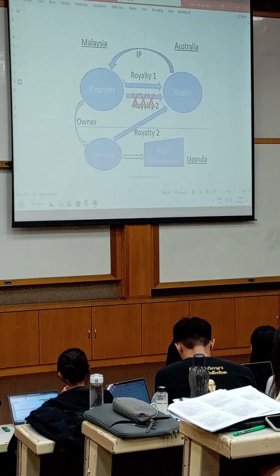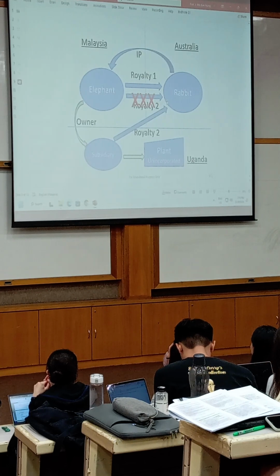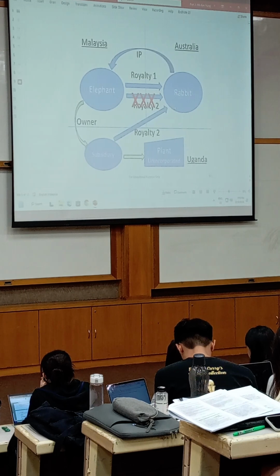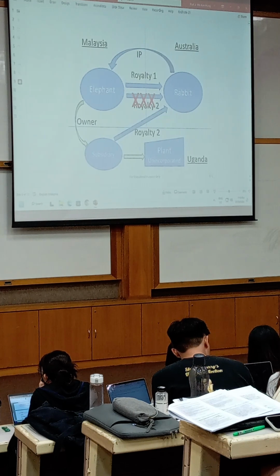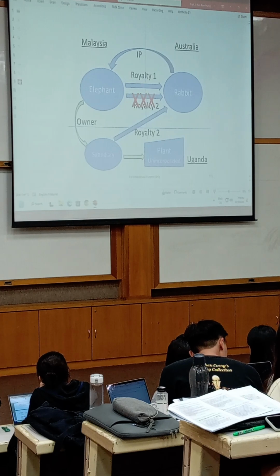The most important thing is you do not want Elephant to pay royalty two because Elephant is a tax resident in Malaysia. If they pay royalty two, this royalty will be considered as income in Malaysia in terms of Rabbit's tax income. So how to avoid this? For royalty one, no issue. For royalty two, we want to avoid this.